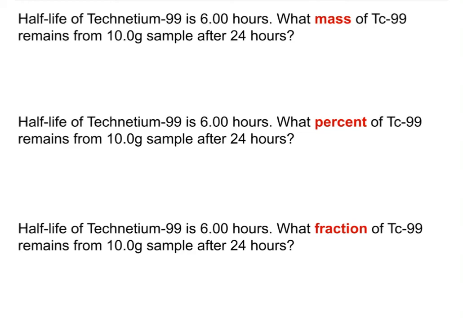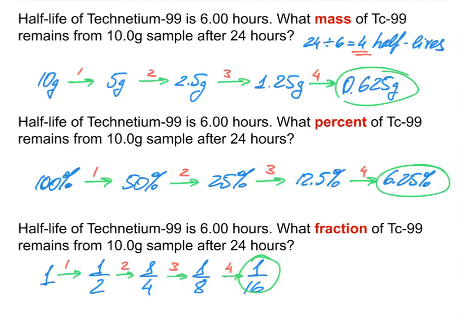Pause this video and solve these problems on your own. Now check your answers. There are 4 errors in all of my calculations because I know that 24 hours is 4 half-lives, and there will be 0.625 grams of the original amount left, which is 6.25% of the original sample, and if we represent it as a fraction, it will be 1/16 of the original amount that was given.